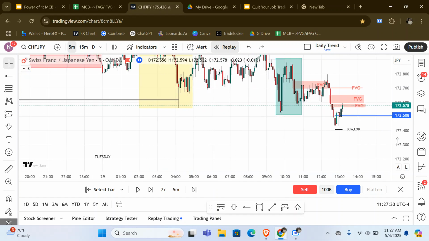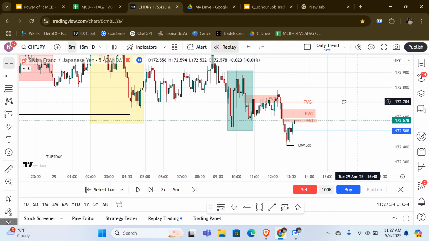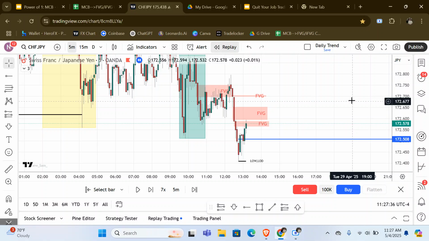I like to see a fair value gap, or what's also called an inverse fair value gap. Now, don't let these terms throw you off. It's very simple.